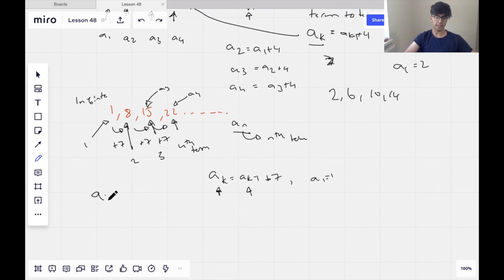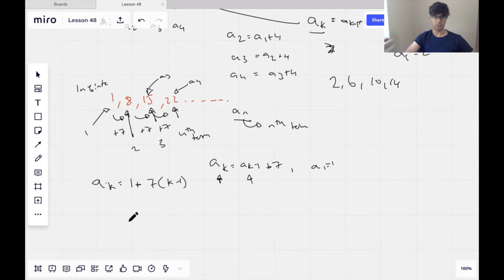Let's say a_k is equal to 1 plus 7(k minus 1). And you can verify this. A1 is equal to 1 plus 7 times (1 minus 1), so 7 times 0, which is just 1. Let's try A3. A3 is equal to 1 plus 7 times (3 minus 1), which is 1 plus 7 times 2, which is 14 plus 1, which is 15. And you can see how that works with 22 as well.